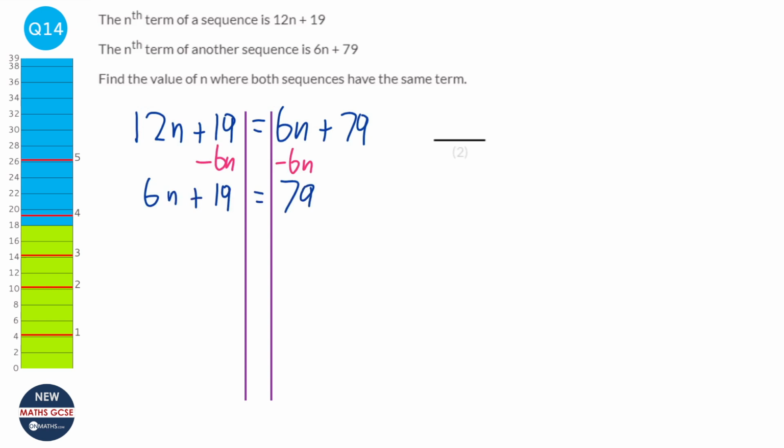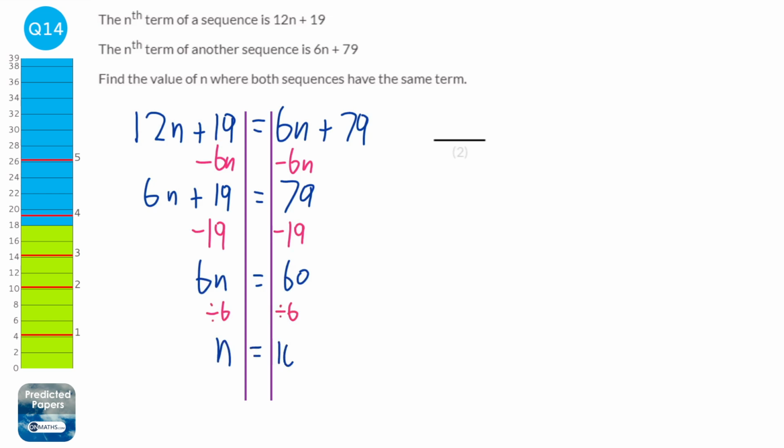Next thing we're going to do is get rid of the 19, so take away 19 both sides, and so we've got 6n equals 79 take away 19, which is 60. And finally we just divide by 6, and so that would be n equals 10. So the value of n is 10.